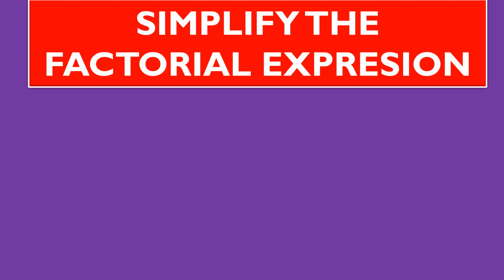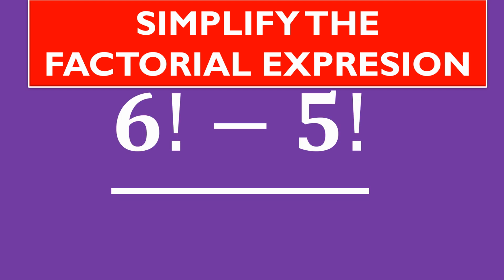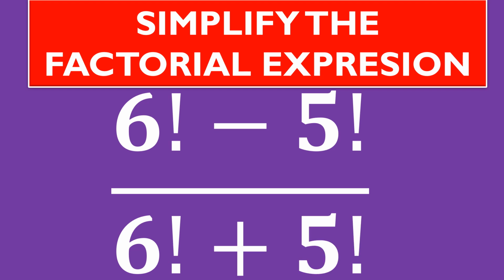Welcome viewers. Today we will be simplifying the shown factorial expression. We will simplify the factorial expression as is seen, that is 6 factorial minus 5 factorial divided by 6 factorial plus 5 factorial.